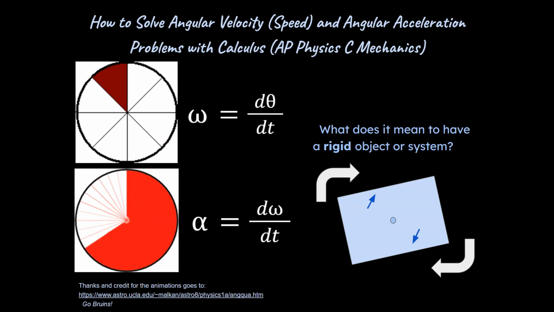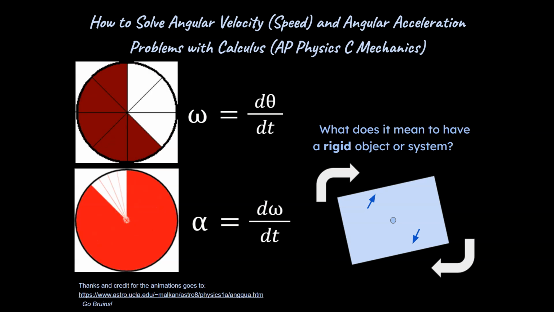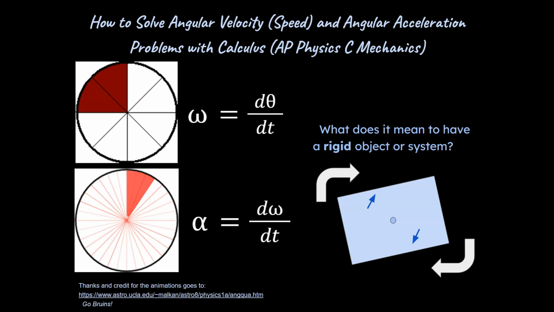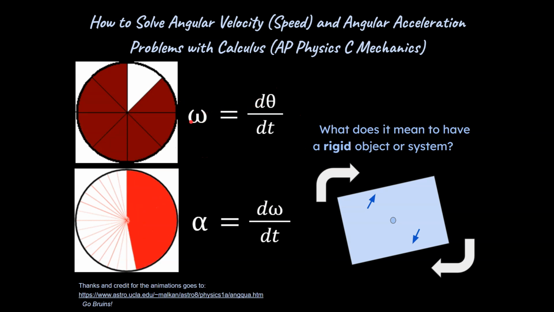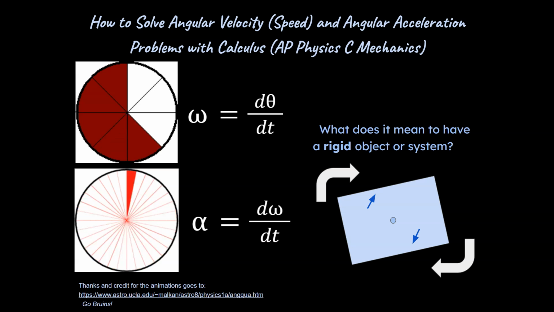Hey, welcome back. Today we're going to be talking about how to solve angular velocity and angular acceleration problems with calculus. So this is for AP Physics C mechanics students or for students of similar classes. So first of all, there is a concept that we've been talking about lately. So this omega represents angular speed or angular velocity. It looks like a W.